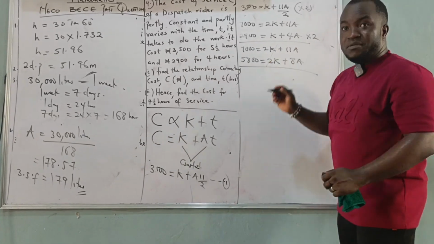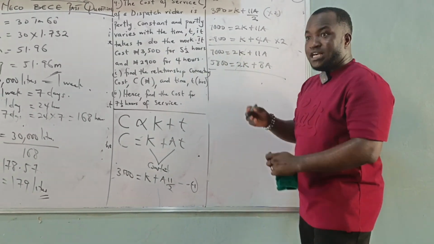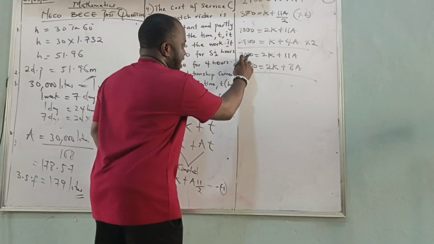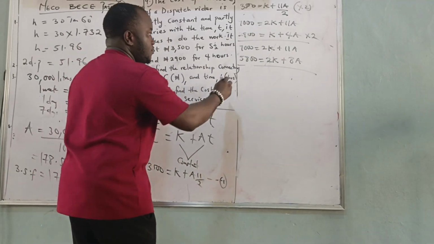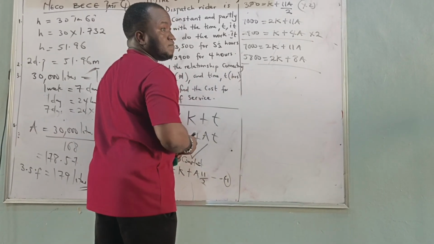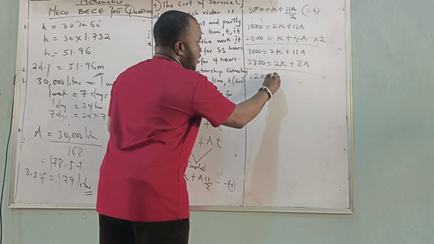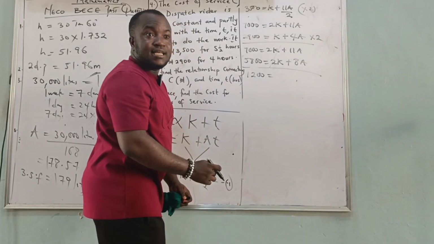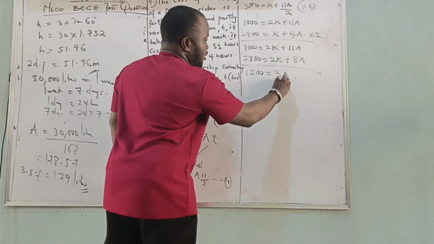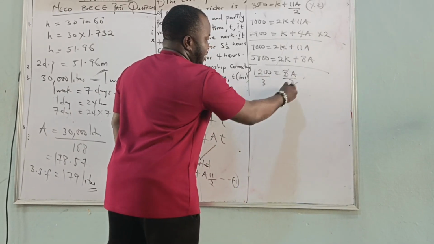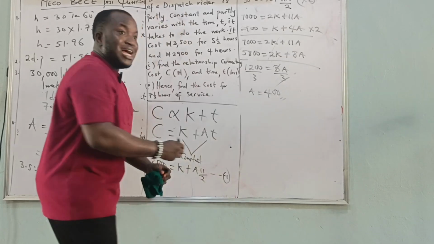I can easily eliminate this by subtracting. 2k minus 2k is 0. So 7,000 minus 5,800 gives 1,200 equals 11a minus 8a. 11 minus 8 is 3a. So divide both sides by 3. 3 cancels 3, and a equals 400. So that's one of the constants.